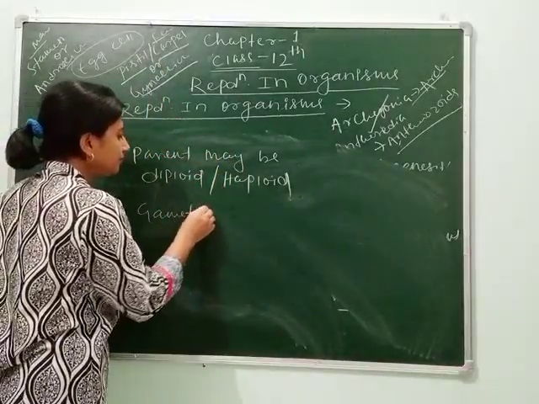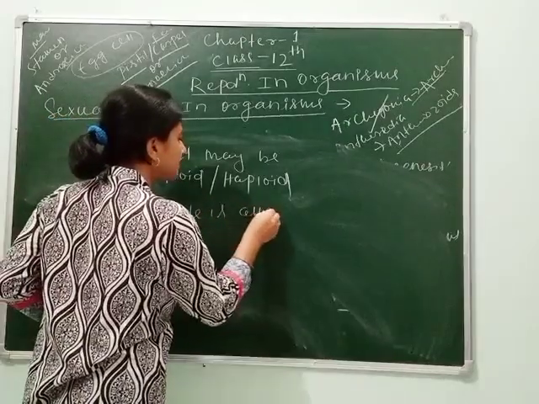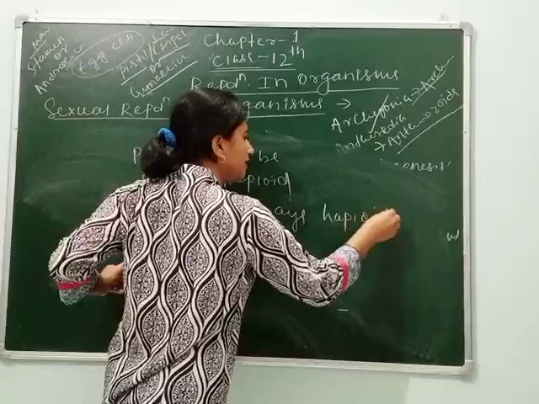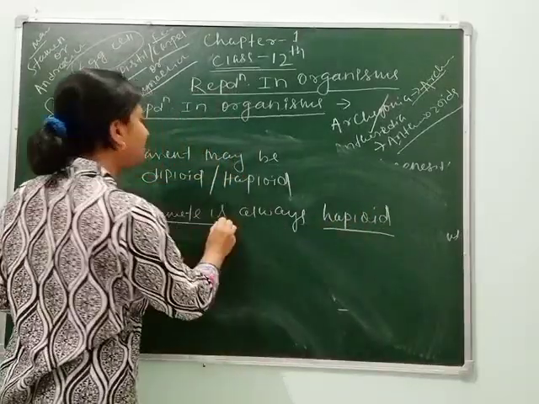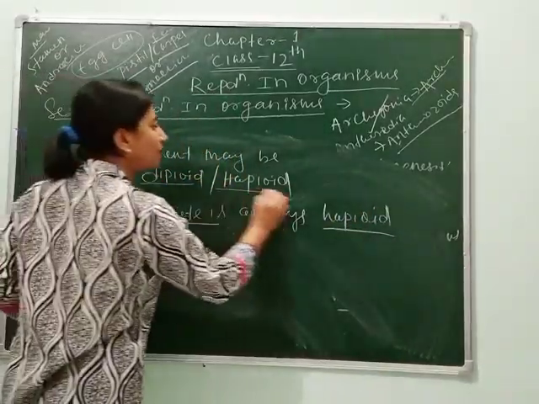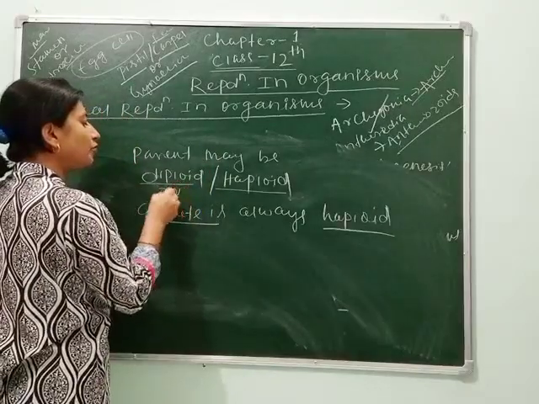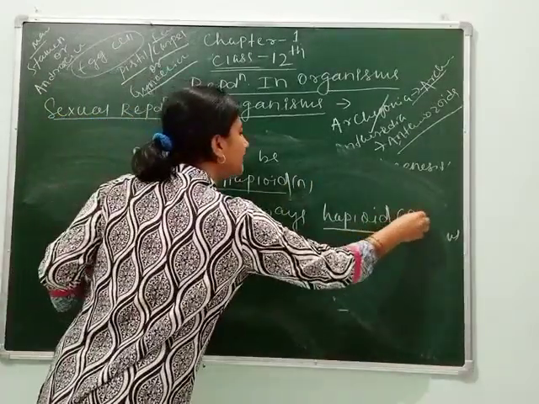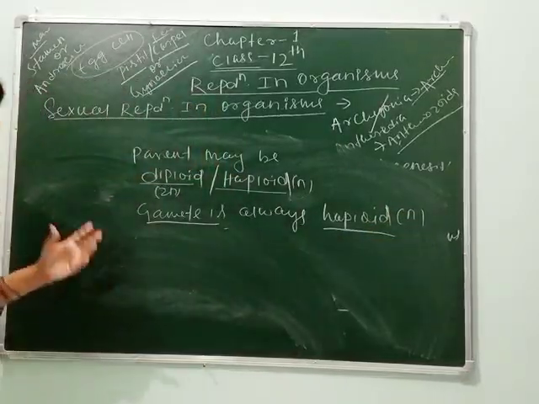Gamete is always haploid. You have to remember this. The gamete is always haploid. The parent may be diploid or haploid, meaning it contains either 2n or n number of chromosomes, but the gamete always contains n number of chromosomes, which is called haploid.